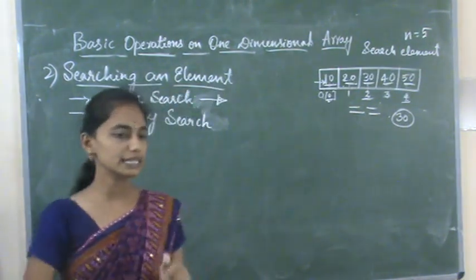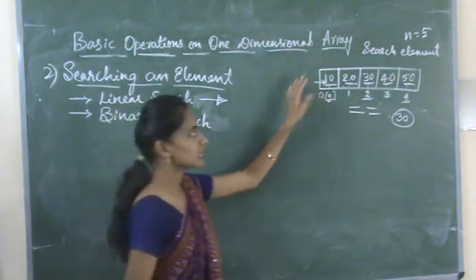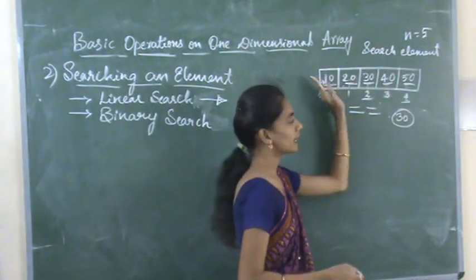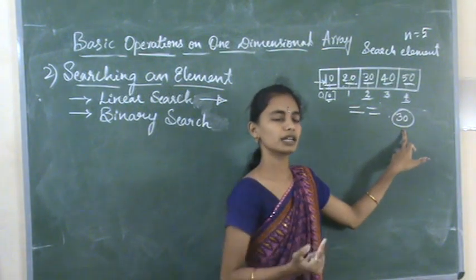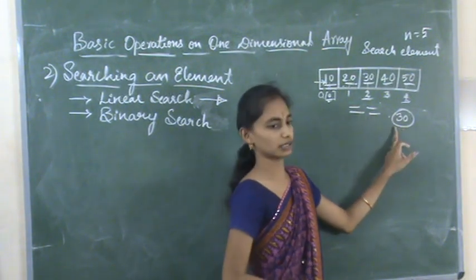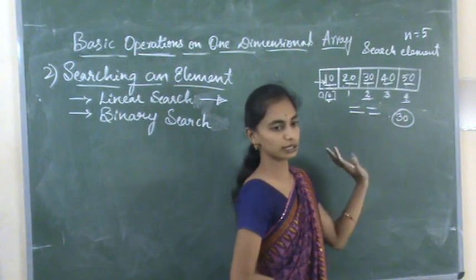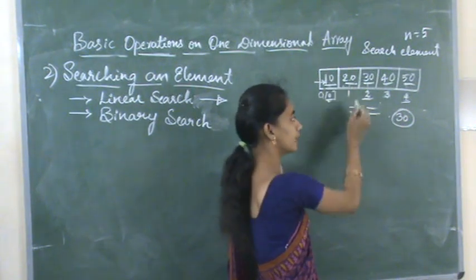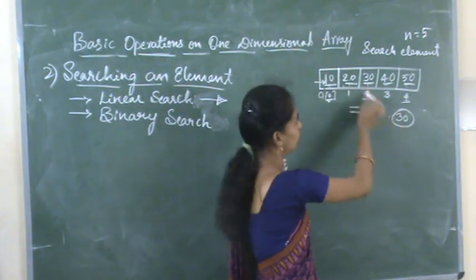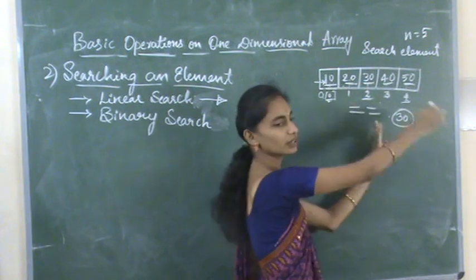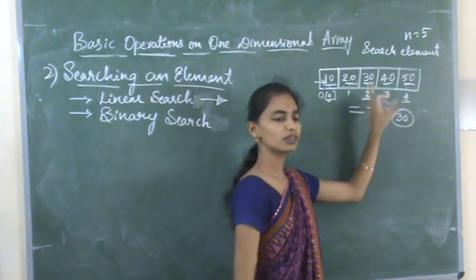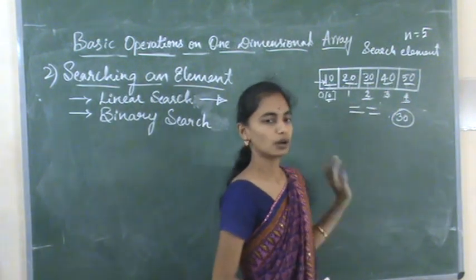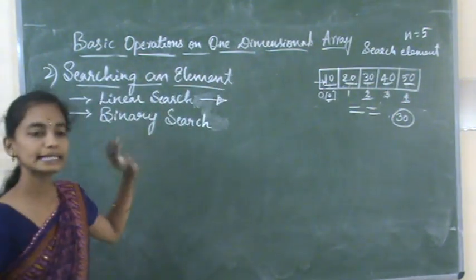Linear search means we compare all the elements one by one with the element we have to search, whether this is equal to this. So first we will check for 10. 10 is equal to 30? No. 20 is equal to 30? Likewise we are searching in the array. If we find both are equal, we will stop there itself. That is about linear searching.